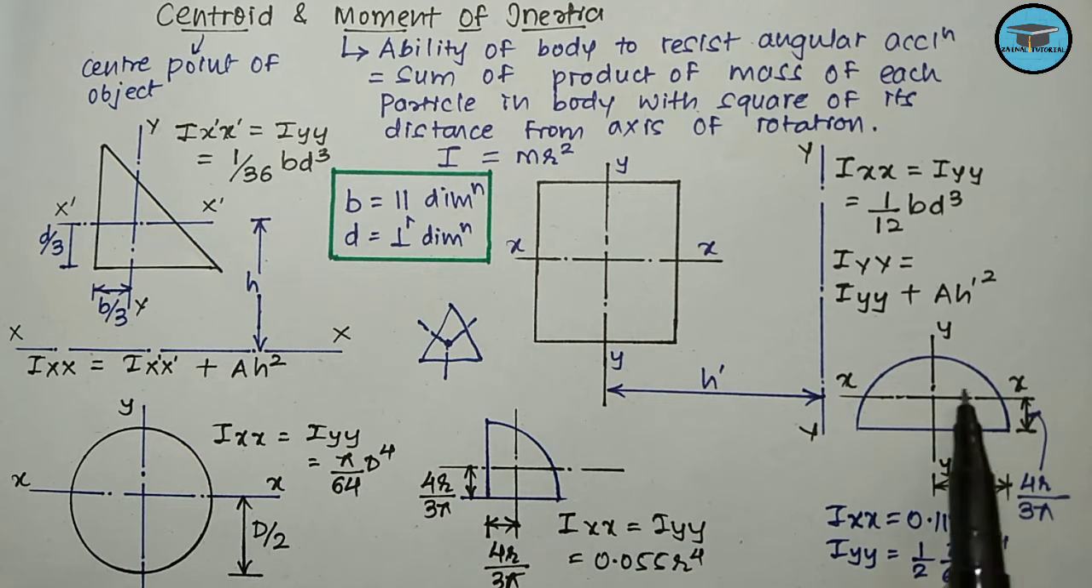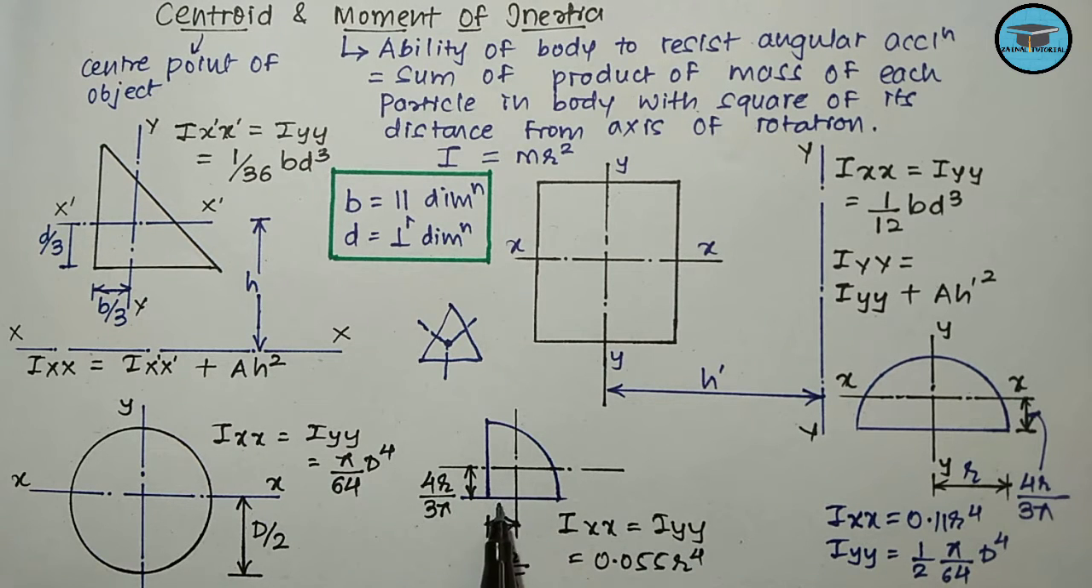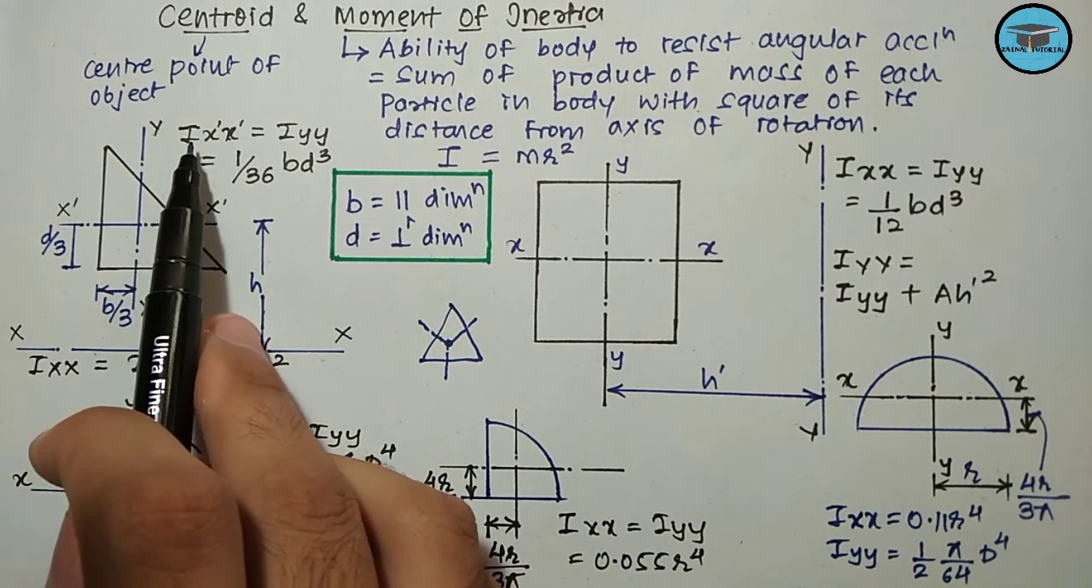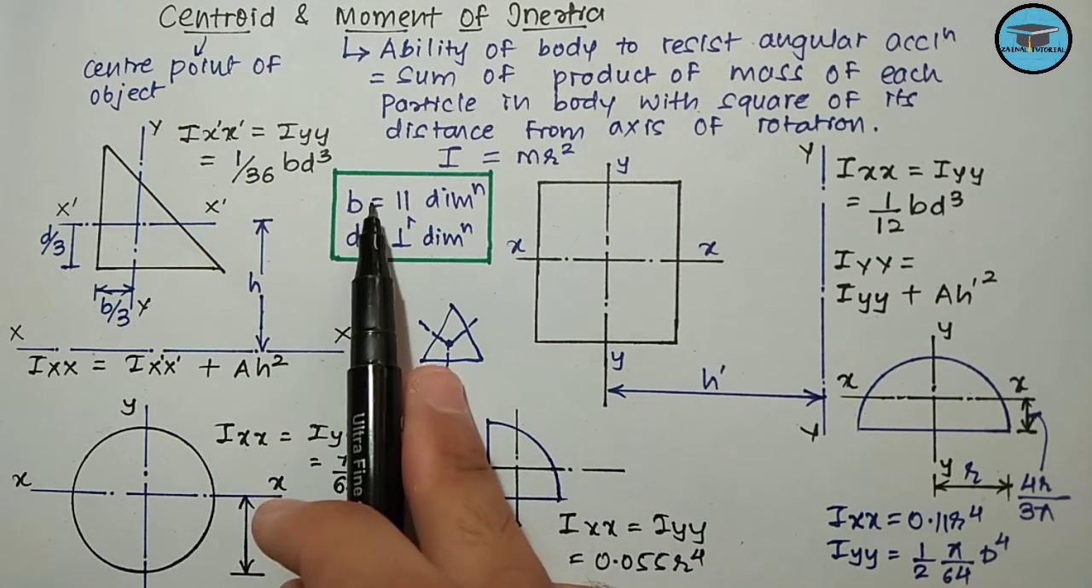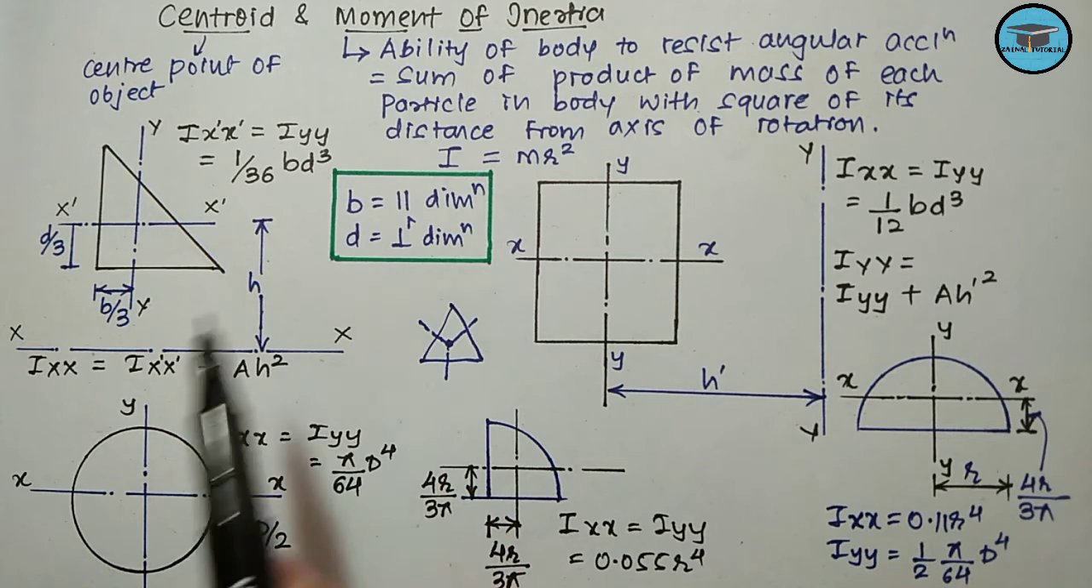Now, for the quarter of the circular region, the centroid lies at a distance of 4r divided by 3 pi from this end and 4r divided by 3 pi from this end, and the moment of inertia about the x axis and the y axis is given as 0.055 r raised to 4, where r is the radius of the lamina. So this is the basics of the moment of inertia and the centroid. We need to remember all these values, that is the moment of inertia about the x axis and the y axis. The only point to be considered is what the value of b is and what the value of d is.